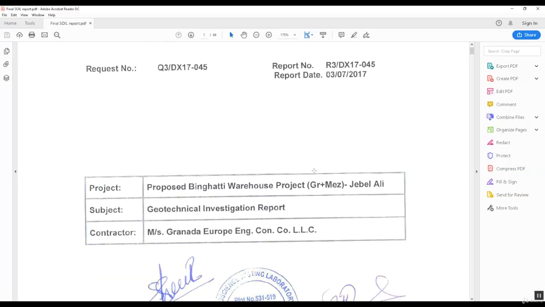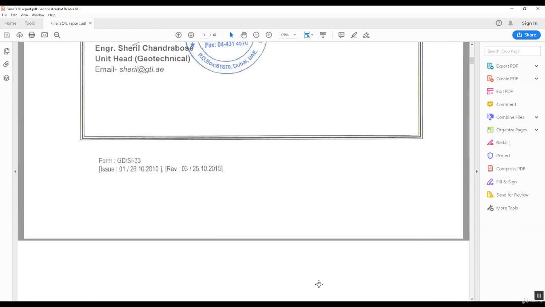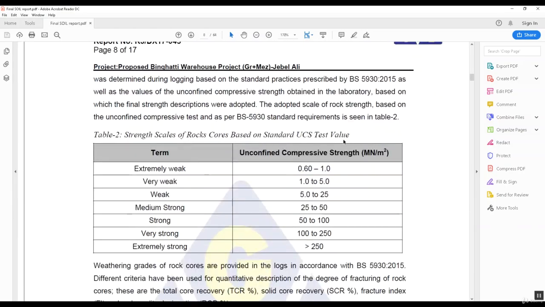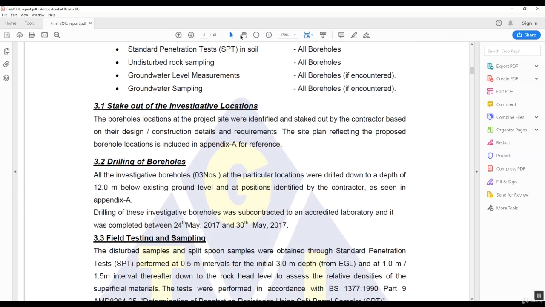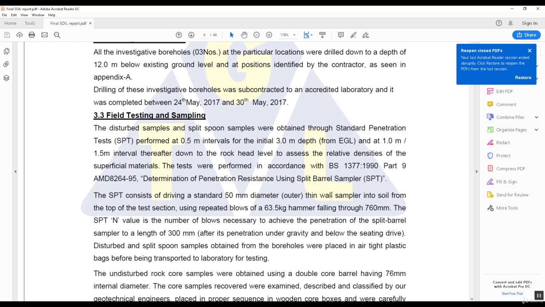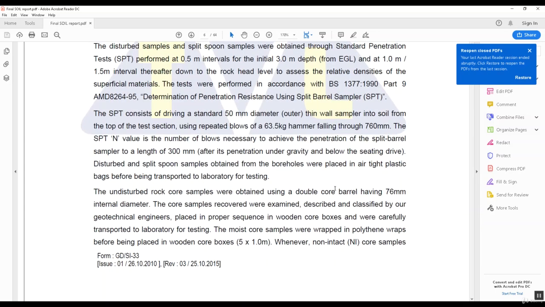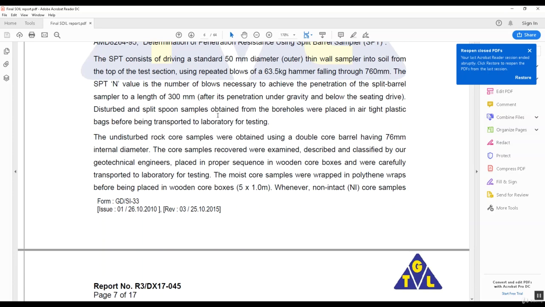Let's see this. He gives you too many pieces of information in this soil report. As we've seen, it's 64 pages, and this is for one villa, a small building, 2 or 3 floors. If it's a bigger building, maybe you will get 200 pages of soil report.